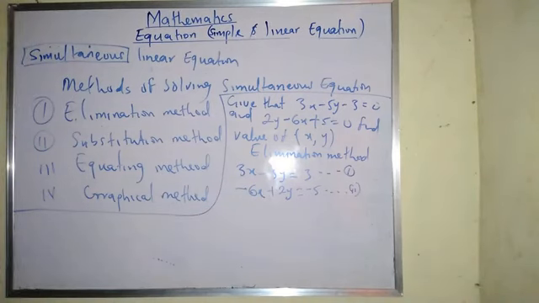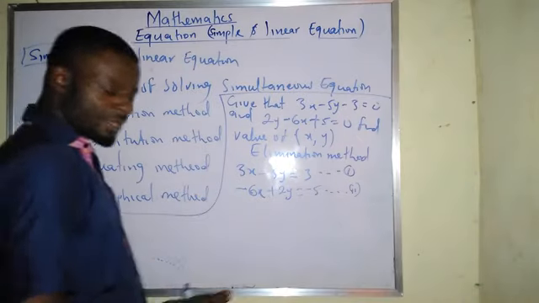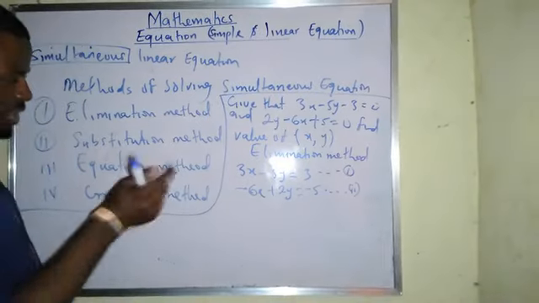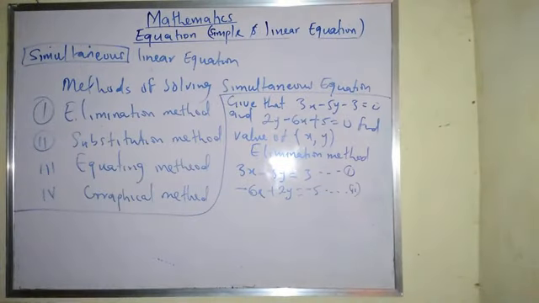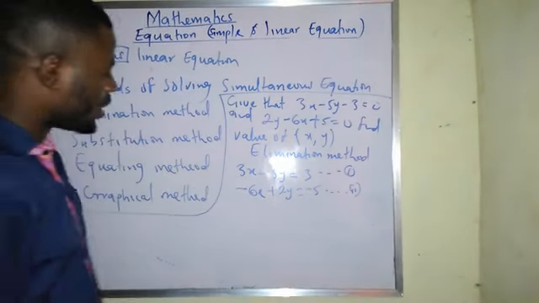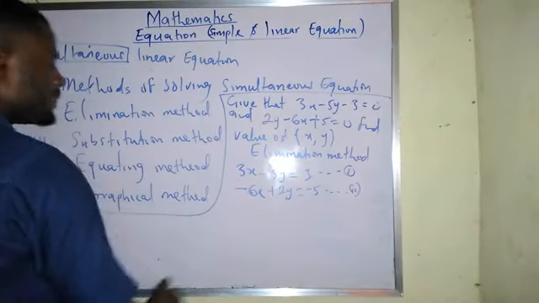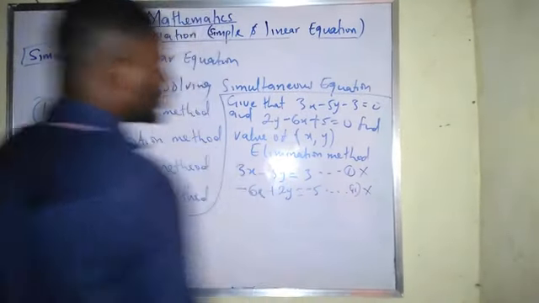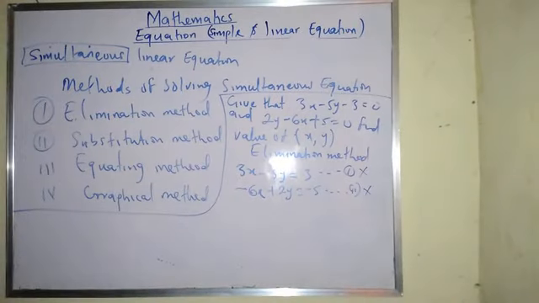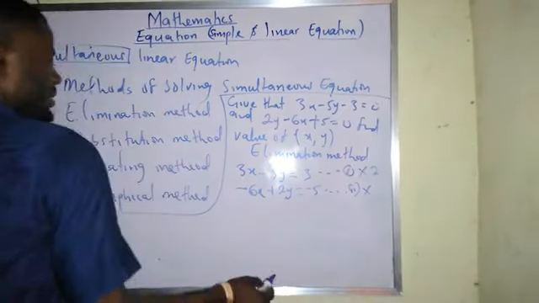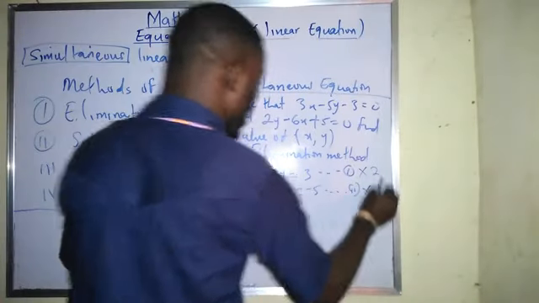Now, I want to use the elimination method. Elimination means I want to remove one variable. I will multiply equation 1 by something, equation 2 by something, so that one of the variables will be eliminated. Let me multiply this one by 2, and this one by 1.